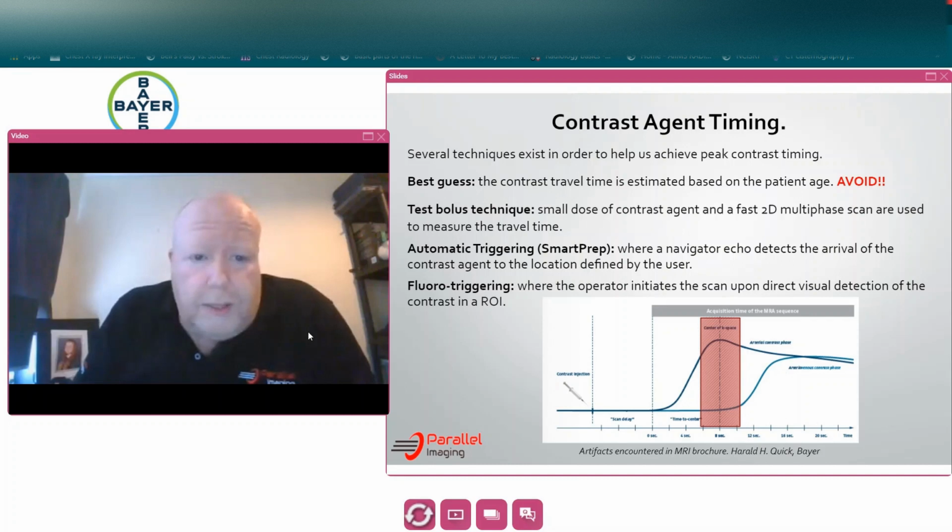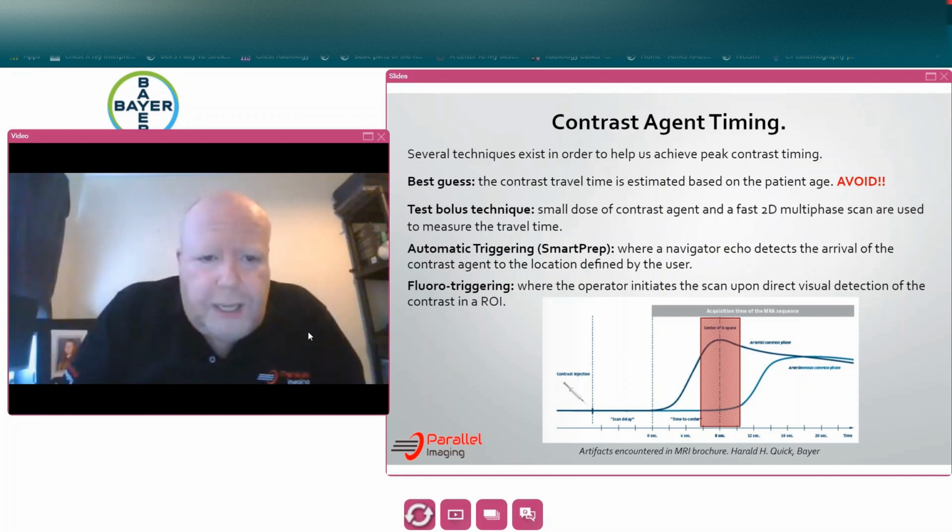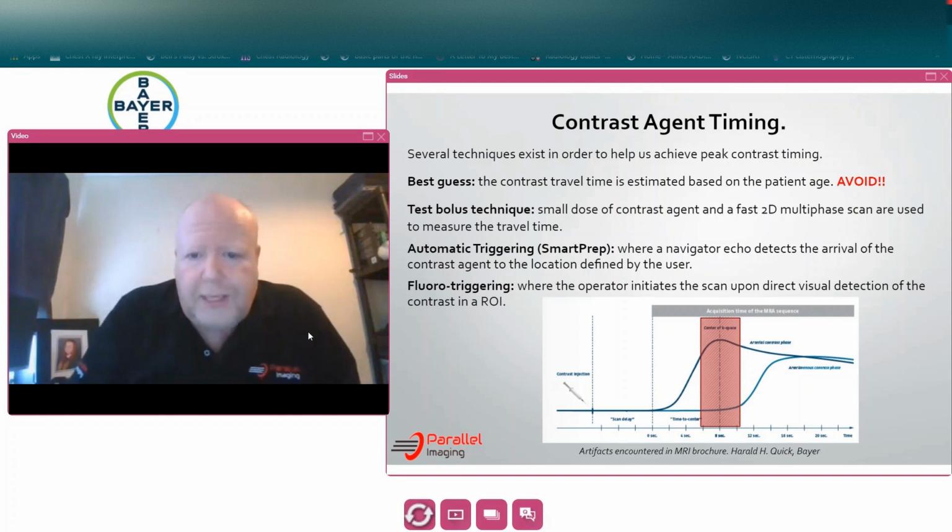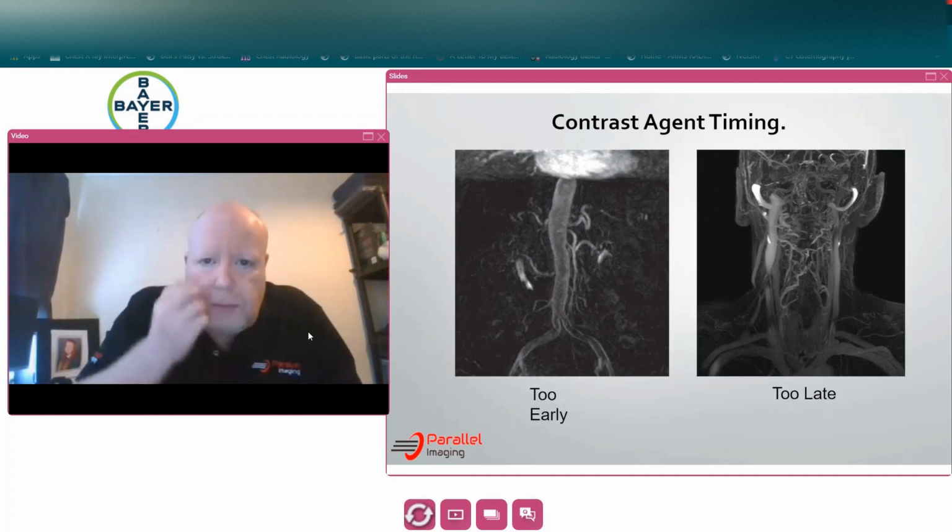Or the newer technique, so the fluoro trigger, the care bolus technique, if you wish, where we as operators initiate the scan when we actually see the contrast within the vessel in our region of interest. And I guess most people tend to use the fluoro trigger nowadays. So just a couple of examples.